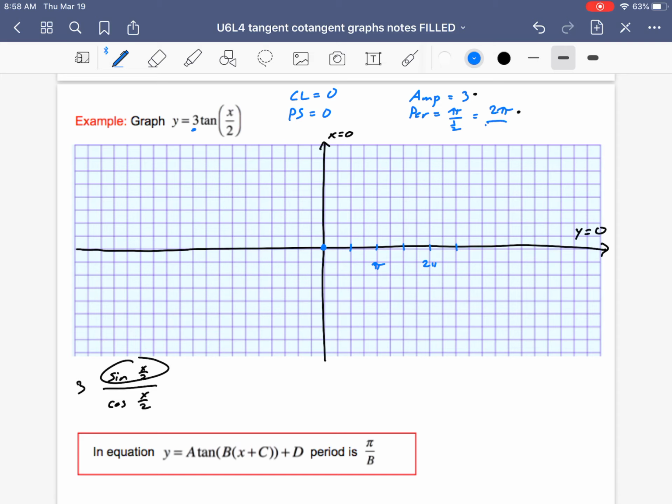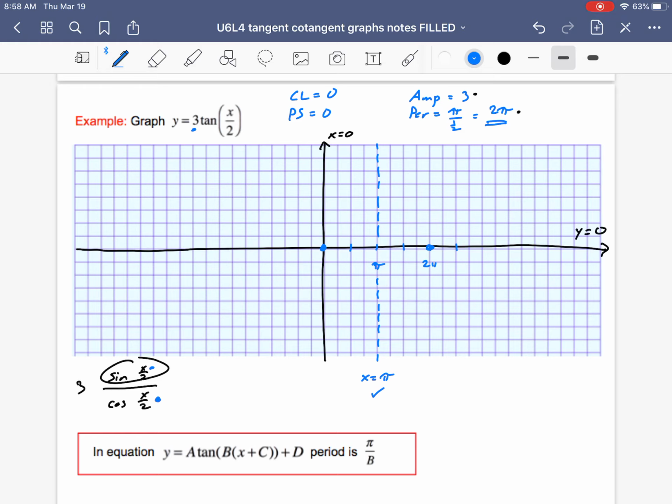Since the period of this is 2 pi, the next time I have a 0 is going to be right here. Okay? And halfway between these zeros, if we've done it right, we should have a vertical asymptote. So this is x equals pi. Let's just double check that. If I put pi in here, the sine of pi over 2 is 1, but the cosine of pi over 2 is 0. So the asymptote is correct.